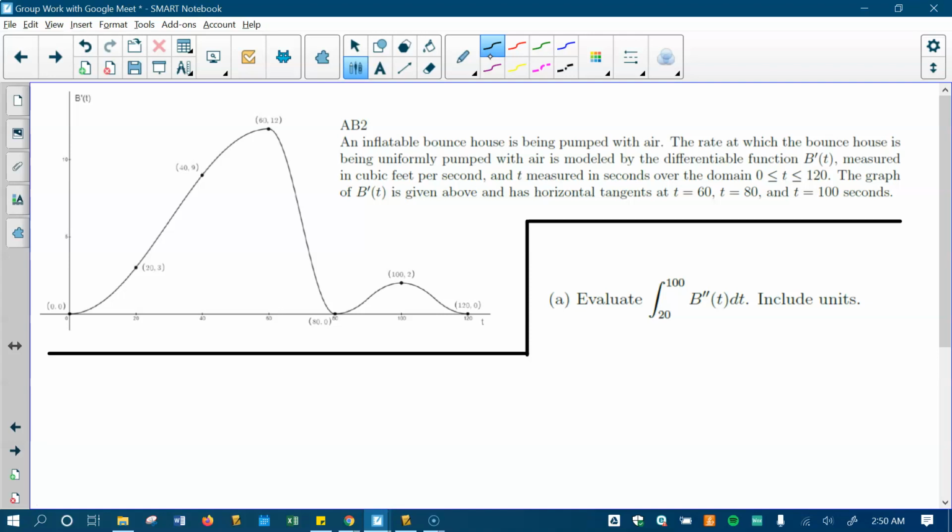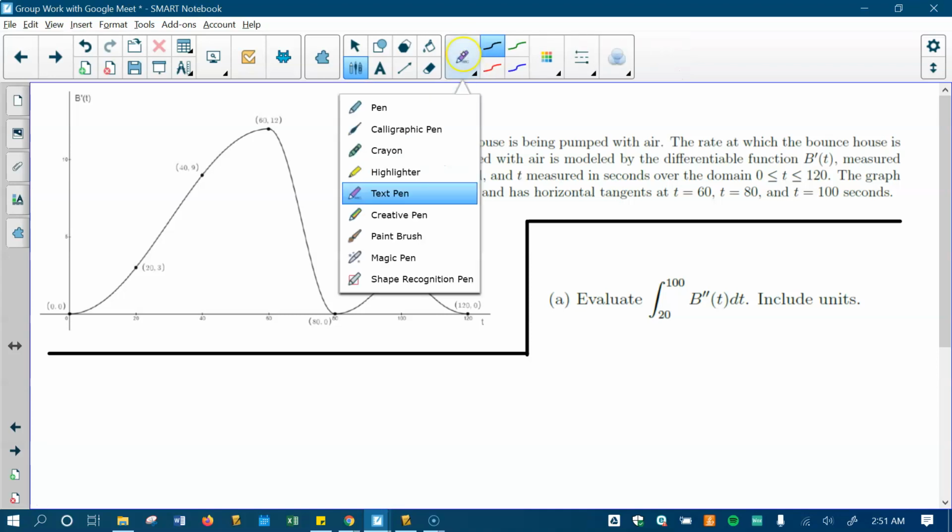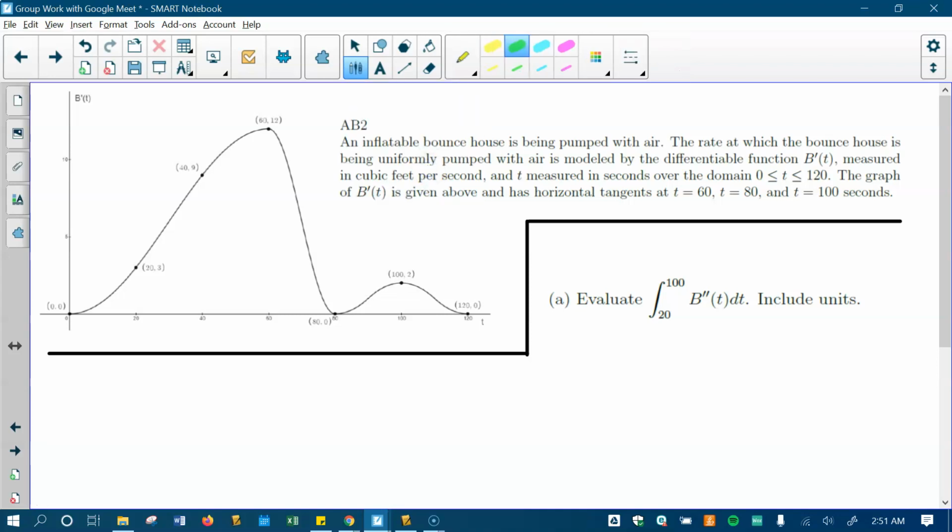Evaluate the integral from 20 to 100 of b double prime of t dt, include units. I didn't even read the problem. An inflatable bounce house is being pumped with air. The rate at which the bounce house is being uniformly pumped is differentiable. There's that word differentiable again. B prime is measured in cubic feet per second. Okay, that's a rate, and those are units. So let's pay attention to those. This only happens on the closed interval from 0 to 120.